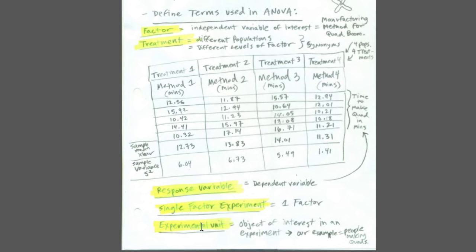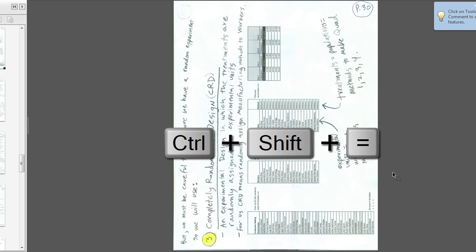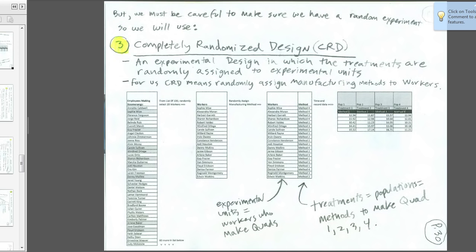Now if we go to our next page in our PDFs, page down, and I'm going to use the keyboard Control-Shift-plus to turn it on its side. The definition of completely randomized design: an experimental design in which the treatments, remember that's the populations, are randomly assigned to the experimental units. Treatments, populations, the manufacturing methods are randomly assigned to experimental units. That would be the actual worker. So for us, CRD, completely randomized design, means randomly assigning manufacturing methods to workers.